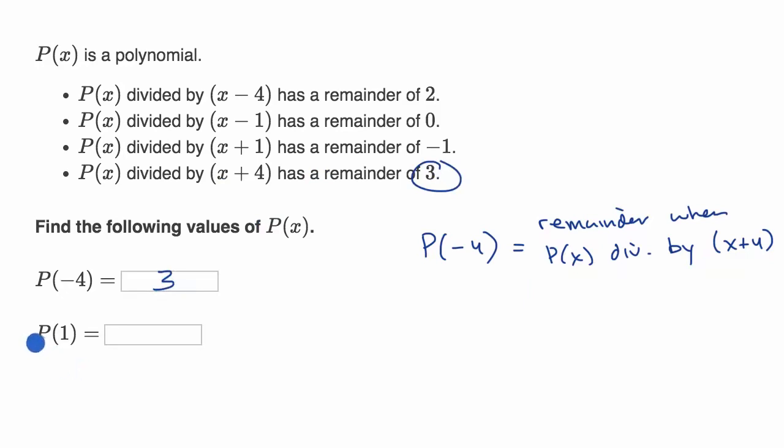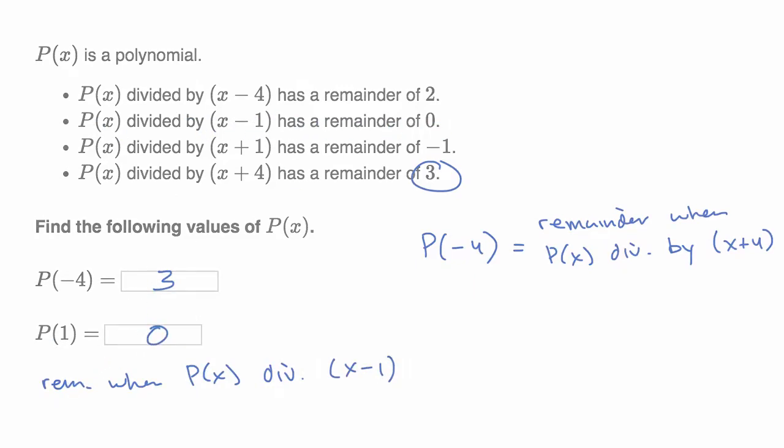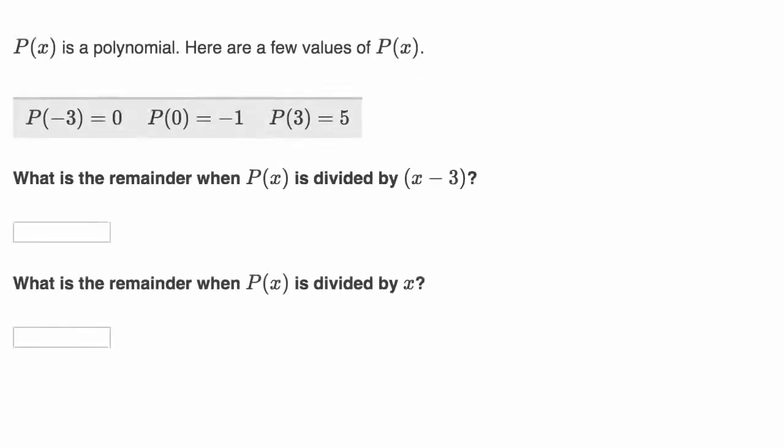And similarly, p of 1, this is going to be the remainder when p of x is divided by, not x plus 1, but x minus 1. So when p of x is divided by x minus 1, the remainder is 0. Let's do one last example. So once again, p of x is a polynomial. And then they give us a few values of p of x. And they say, what is the remainder when p of x is divided by x minus 3? Pause the video and try to think about that.